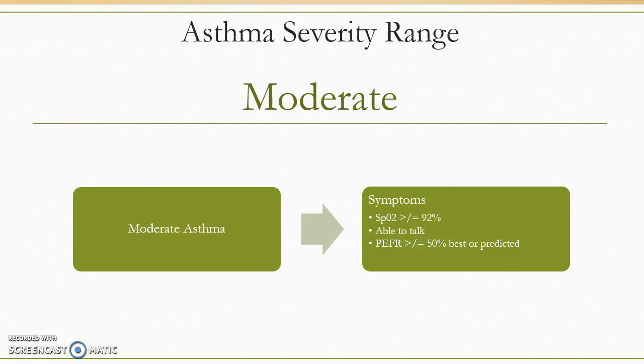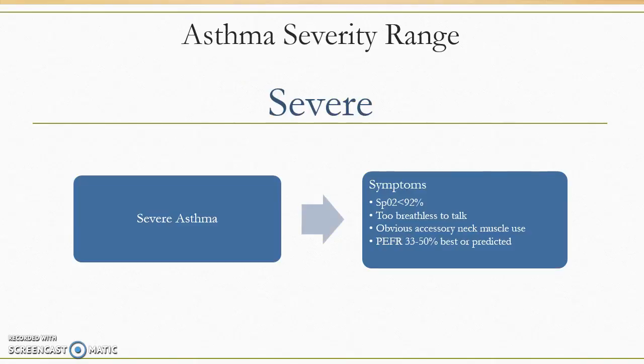For a moderate attack, the symptoms are an SpO2 that is greater than or equal to 92%, the ability to talk, and a PEFR that is greater than or equal to 50%, best or predicted. For a severe asthma attack, the symptoms are an SpO2 that's less than 92%, too breathless to talk, obvious accessory neck muscle use, and PEFR between 33 and 50%, best or predicted.